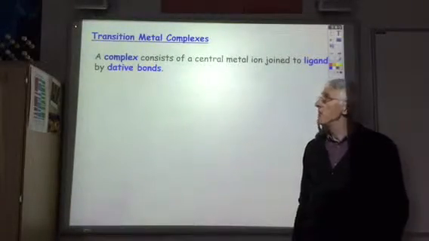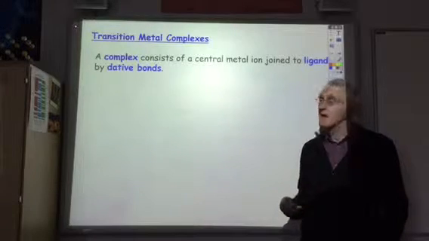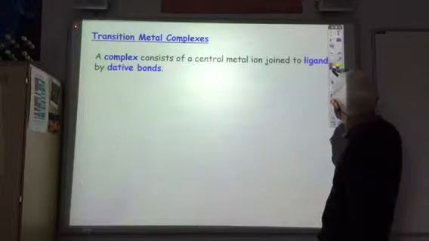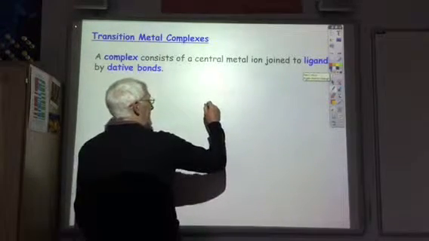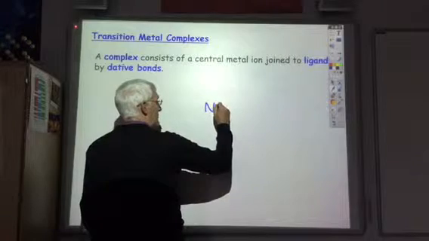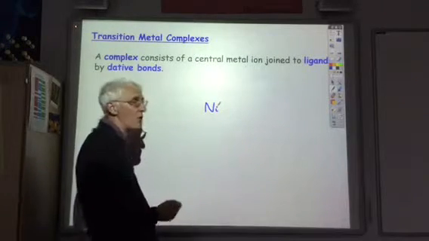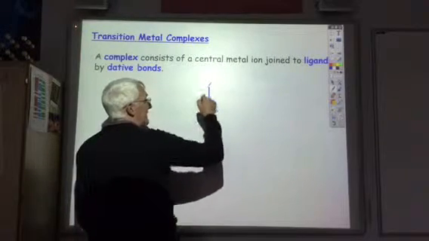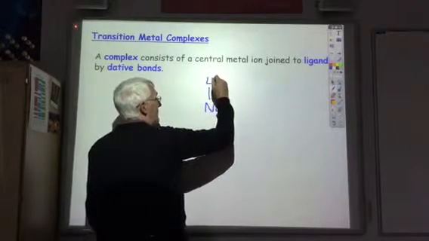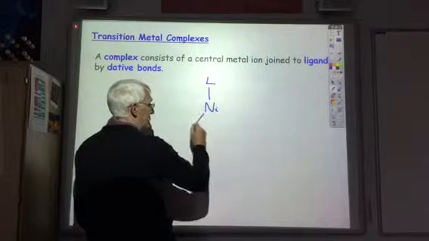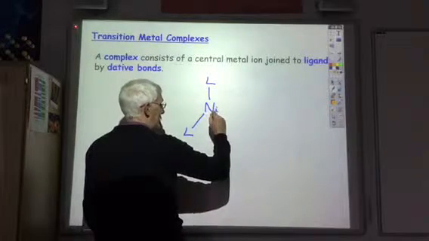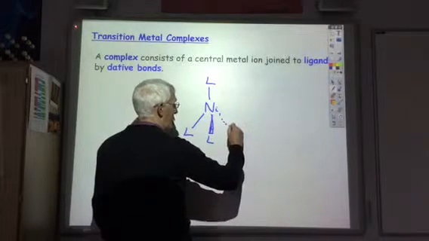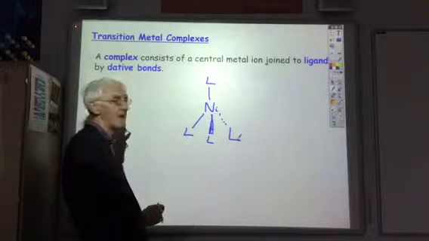A transition metal complex consists of a central metal ion joined to ligands by dative bonds. So for example, say our central transition metal ion is a nickel ion. And it's joined by a dative bond to something called a ligand. There's a dative bond, ligand, dative bond, ligand, dative bond, ligand.